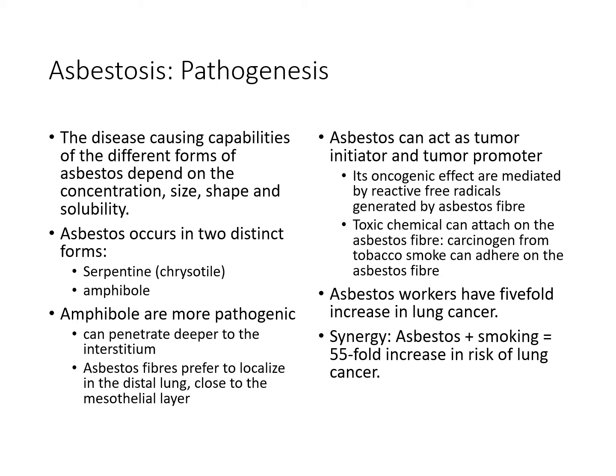Asbestos can act as tumor initiator and tumor promoter. Its oncogenic effects are mediated by reactive free radicals generated by the asbestos fibers. Toxic chemicals can attach on the asbestos fiber. Carcinogen from tobacco smoke can adhere on the asbestos fiber. The asbestos workers have five-fold increase in lung cancer incidence. There is synergy between asbestos and smoking, which can increase the risk of lung cancer to 55 folds.